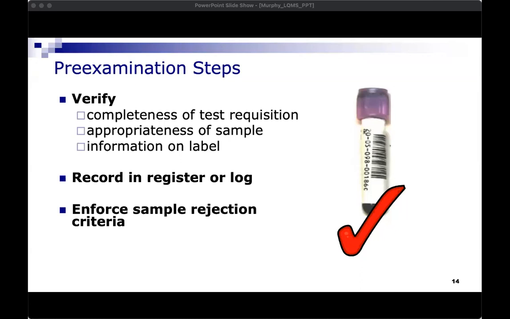So again, this is the role of the lab, right? This is the laboratory's responsibility to ensure that every sample that is coming through the door, every sample that is being processed, is up to your standards. And then the sample should be recorded in a register or a logbook. We'll talk about that more in a second. And then also enforce procedures for handling suboptimal specimens, including sample rejection when necessary. So we're going to talk about that next.